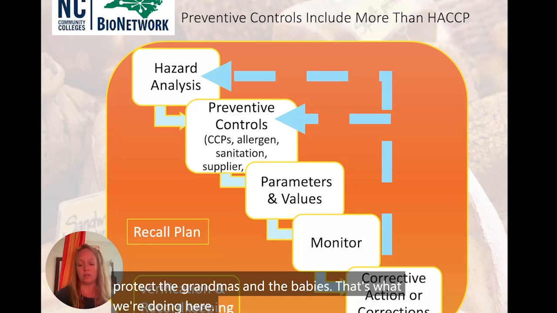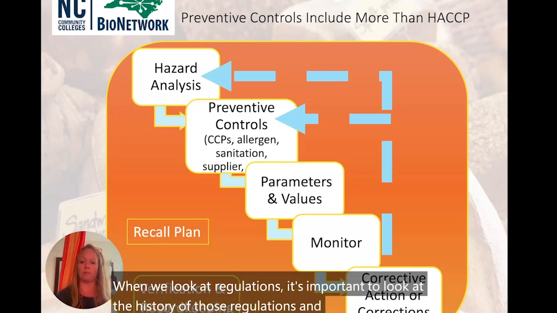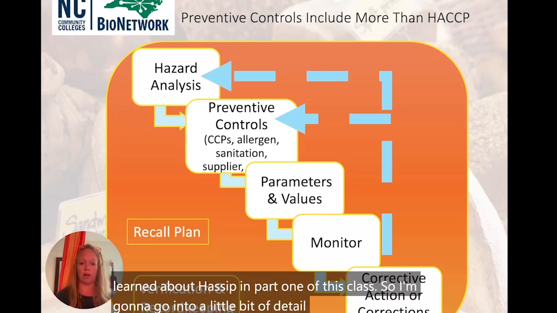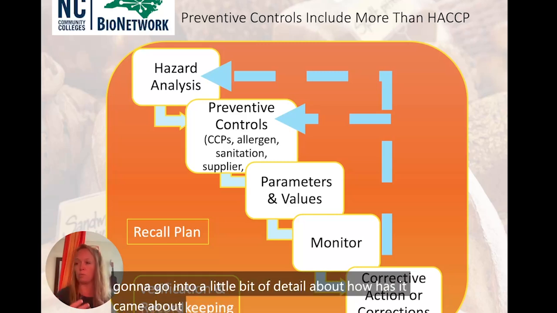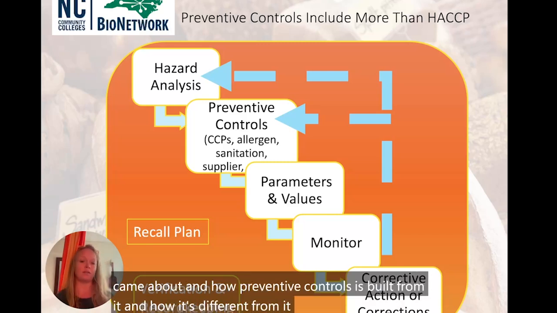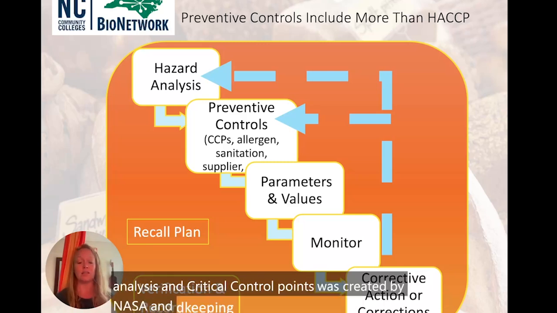When we look at regulations, it's important to look at the history of those regulations. And I know you learned about HACCP in part 1 of this class. So I'm going to go into a little bit of detail about how HACCP came about and how preventive controls is built from it and how it's different from it. So HACCP, Hazard Analysis and Critical Control Points, was created by NASA, Pillsbury and the U.S. Army.